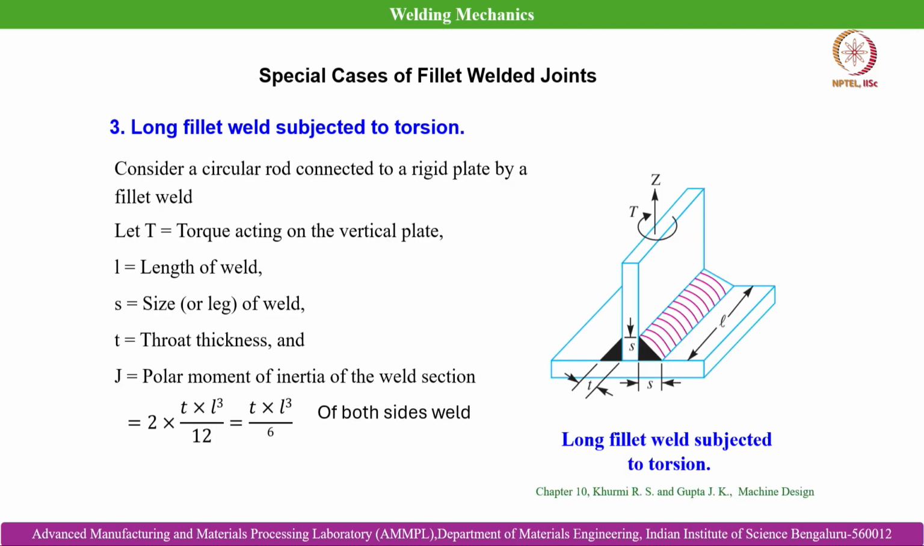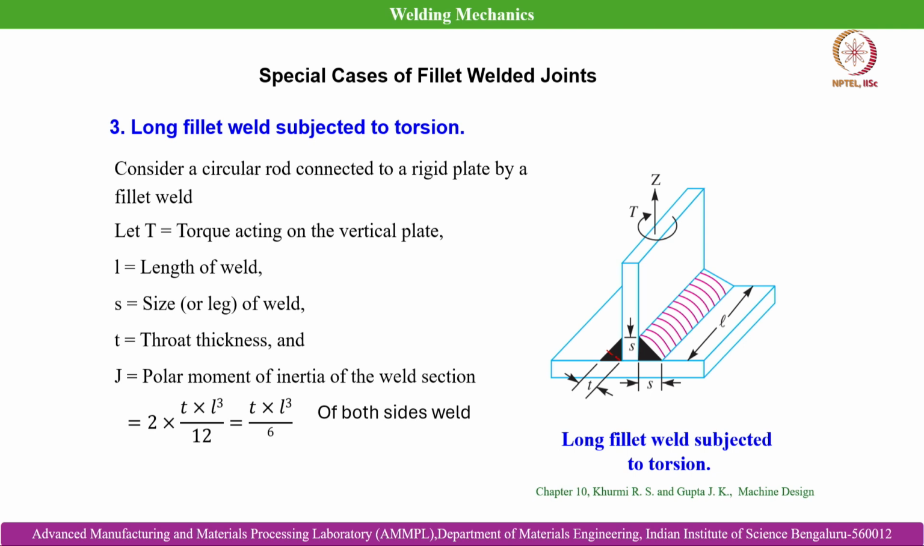Okay. Moving on to the next problem. In this case it is a long fillet weld subjected to torsion. So, the torsion is shown over here. T is the torque acting on the vertical plane, L is the length of the weld, s is the leg size of the weld, and t is the throat thickness. So here the throat thickness is like this. Okay. So this is the throat thickness, which is equal on the fillet joint made on both sides.